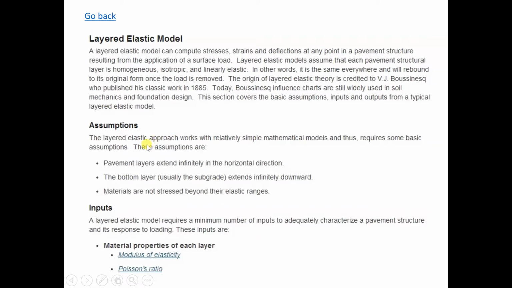So some of the theory, the assumption is that the pavement layer extends indefinitely in the horizontal direction. The bottom layer, usually a subgrade, extends indefinitely downwards. Materials are not stressed beyond the elastic range. So the input is the modulus of elasticity and the Poisson ratio.